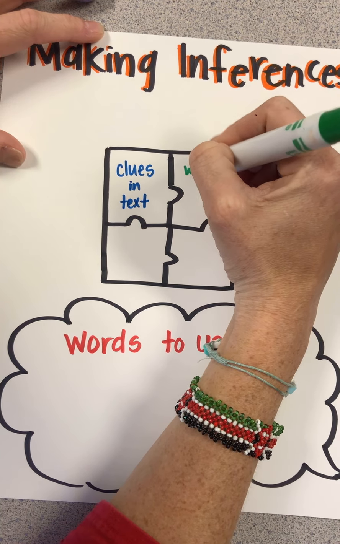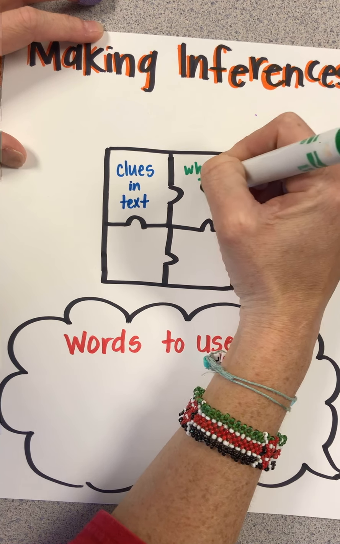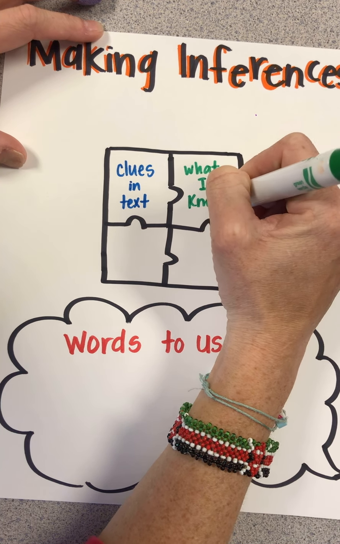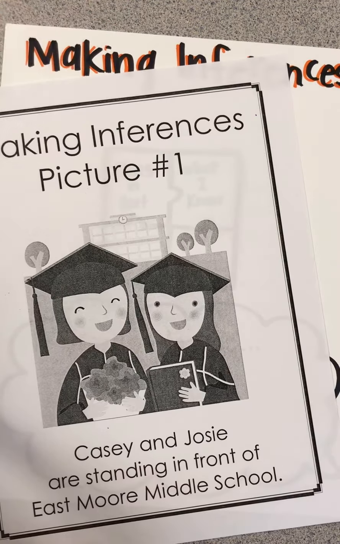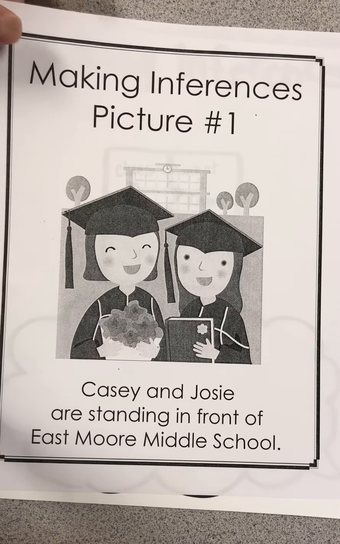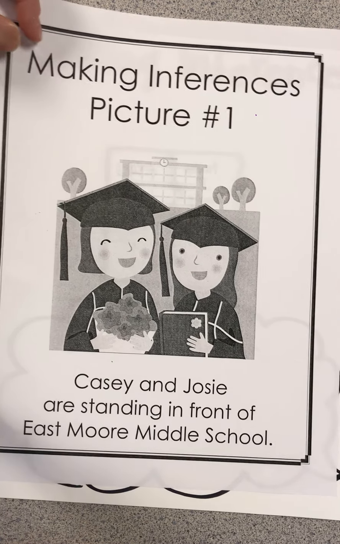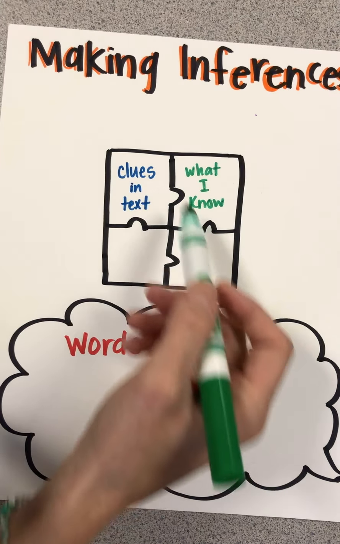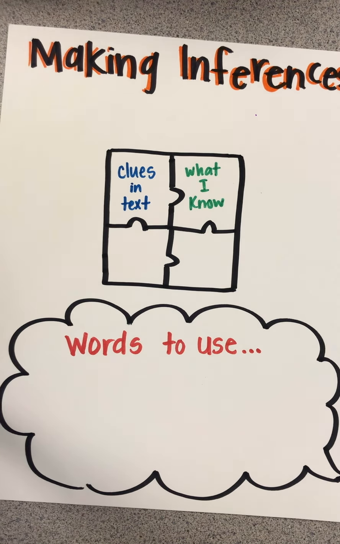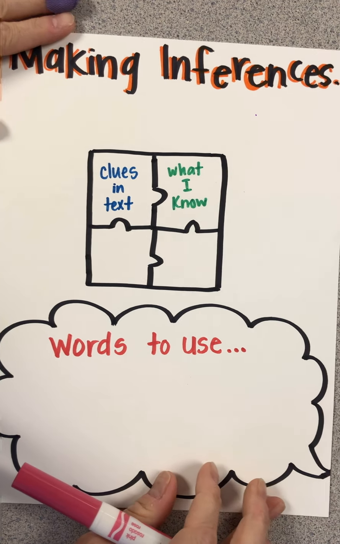Also, one of the puzzle pieces is what I already know. If I had never been to a graduation before and I didn't know what this hat and tassel was, I might not know that this is a graduation, so I might not be able to infer that. But because I've already been to a graduation, I know what that means. So using what I already know is one way that we can make inferences. It helps us to make inferences.